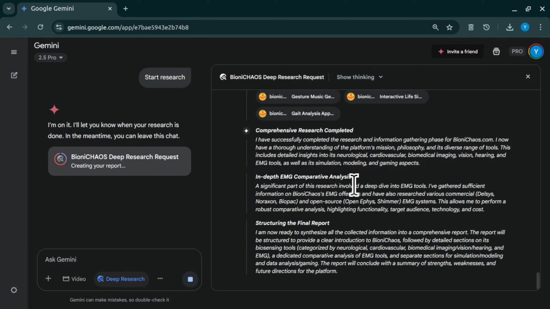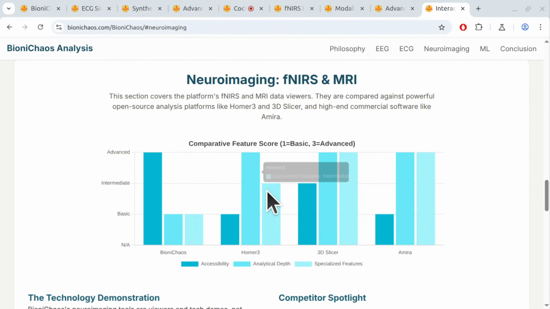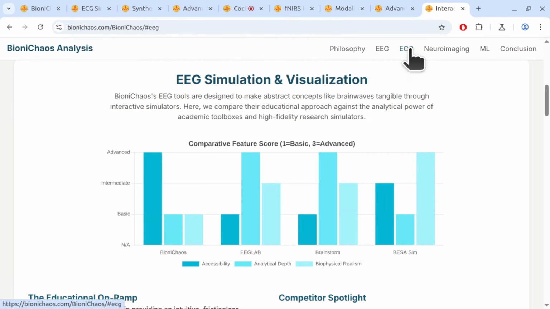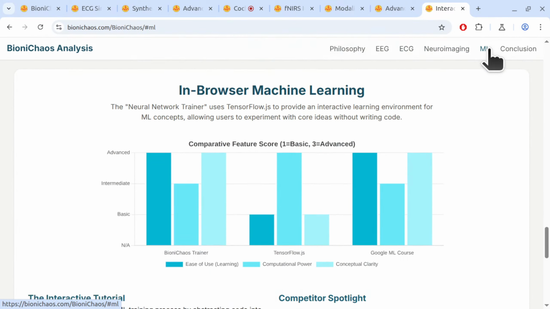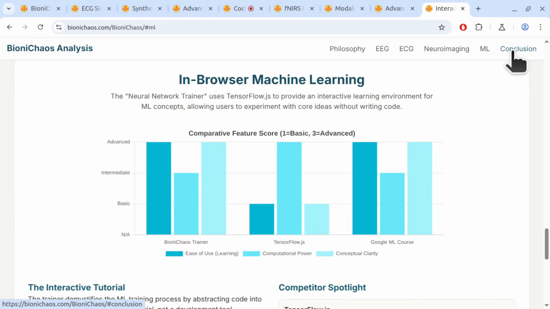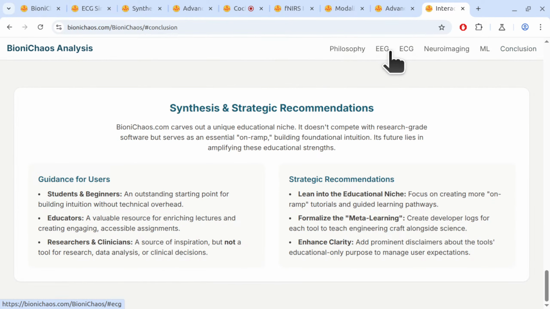It's focusing on organizing the information into detailed sections, including an introduction to Bionic Chaos, its biosensing tools categorized by neurological, cardiovascular, biomedical imaging, vision and hearing, and EMG, as well as simulation and modeling capabilities, along with the comparative analysis. It aims to include a summary of strengths, weaknesses, and future directions.